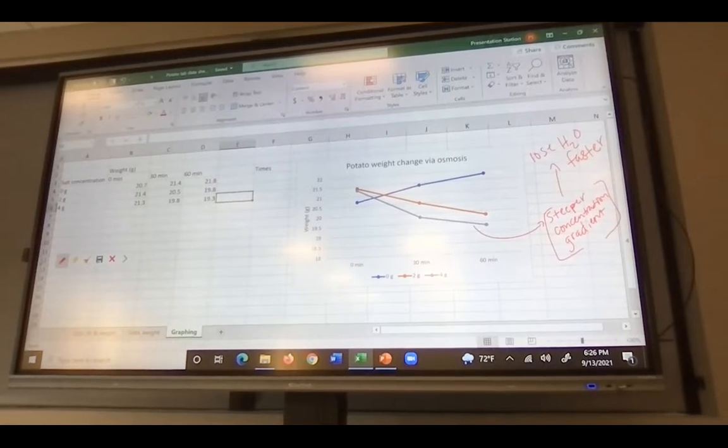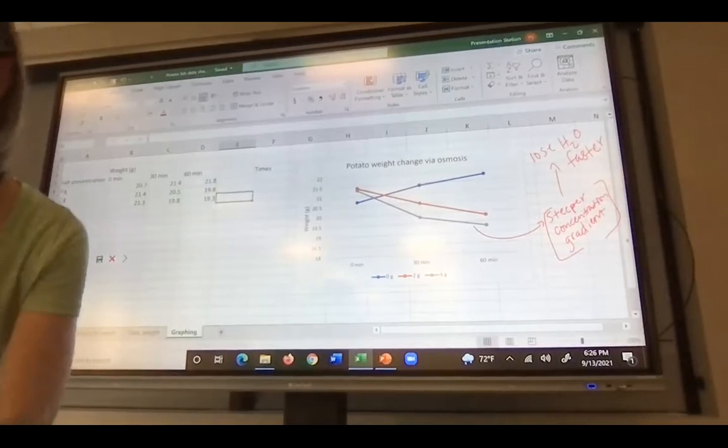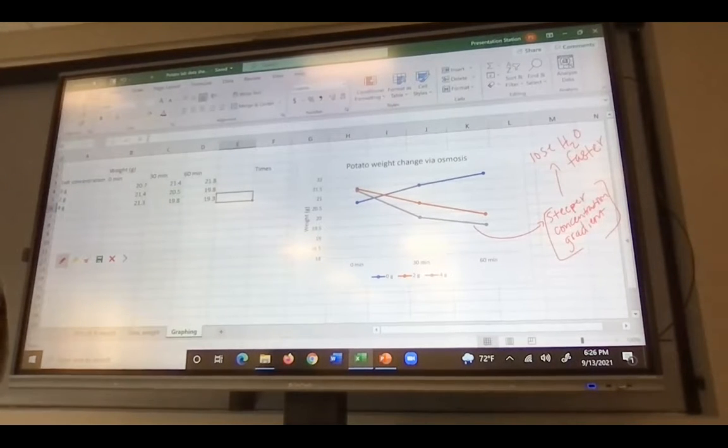I will post that completed data sheet. I need to make a note of all the stuff I need to post. I'll post that completed data sheet to Canvas as well, I guess to the lab section. I don't really post a whole lot to that, so you guys can see it and look at it as well. Okay.